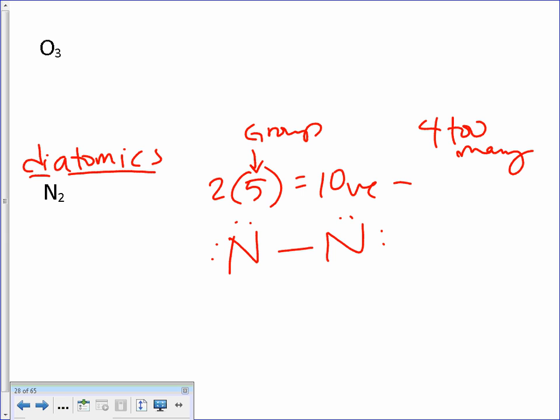Okay, but now neither nitrogen's happy. So I should make them share, right? So I'm like, all right, let me make them share. Recount my electrons. 2, 4, 6, 8, 10, 12. Oh no, I've still got 2 too many. So again, you go through that process of erase, erase, make them share.